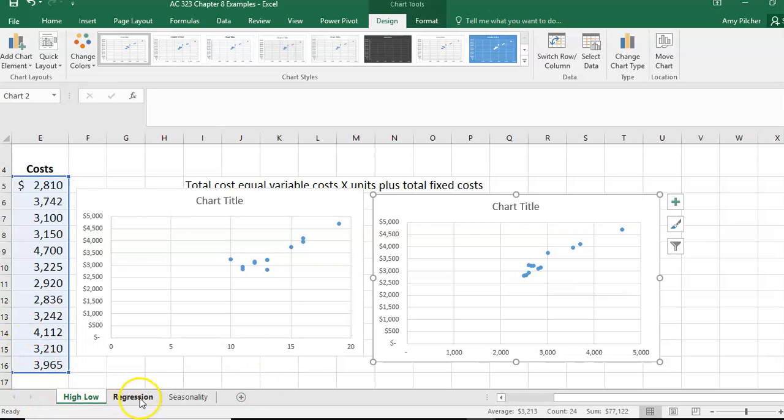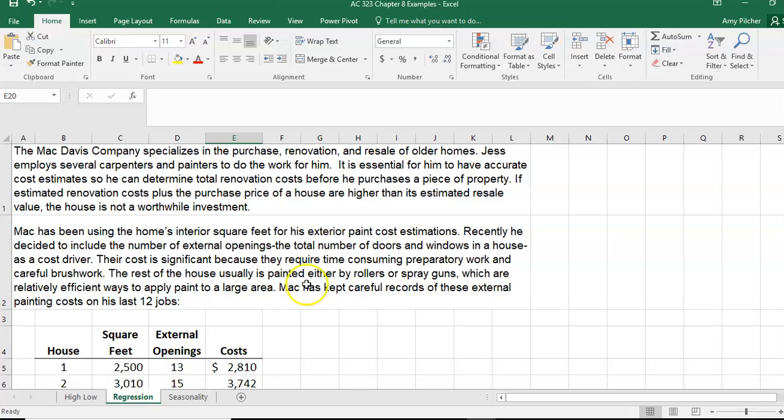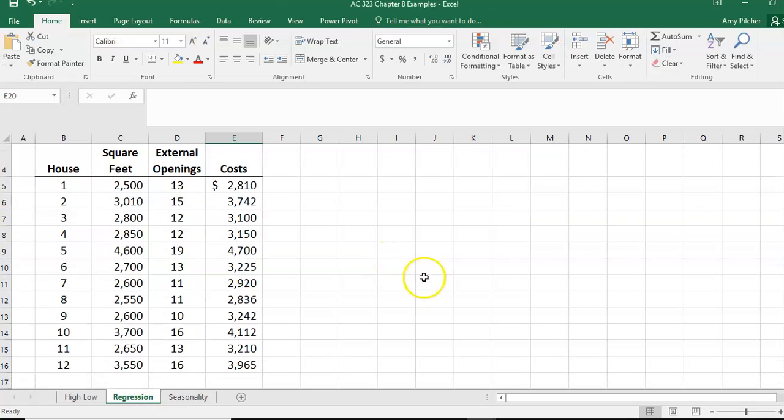Next, we're going to look at that exact same information, but we're going to do a regression analysis. And we're going to use both of the options for our regression analysis. We'll look at each of them individually, and then we'll do them both together.